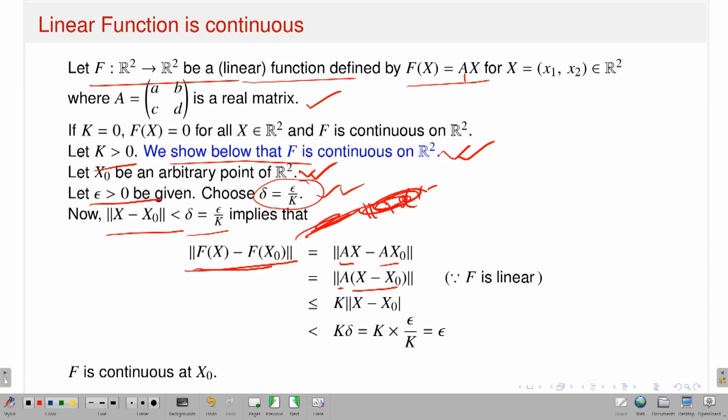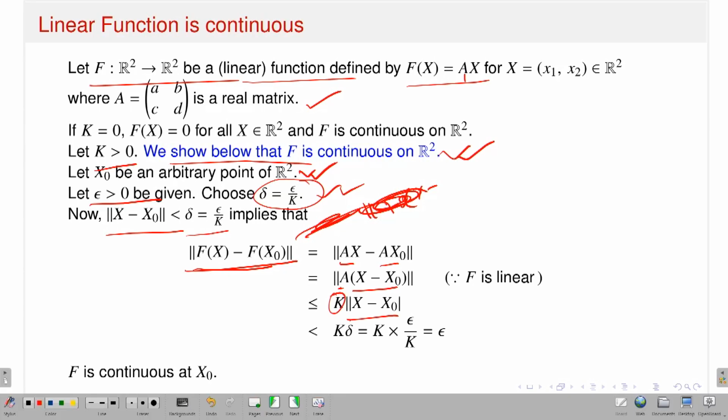Now, in my last slide, I proved that the norm of Ax is dominated by k times the norm of x. So, therefore, this is k times the norm of x minus x naught. Okay, this is a typo, this should be a norm. I am starting with the norm of x minus x naught being less than epsilon by k. So, that means this should be less than k times delta, and what is delta? Delta is epsilon by k, this is the adjustment, and which is nothing but epsilon.